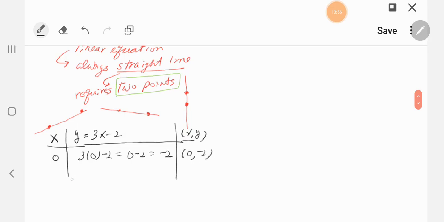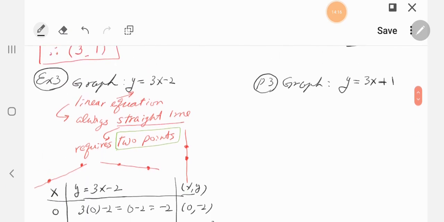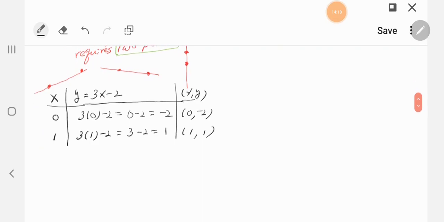Okay, let's find another one. How about if x equals 1? Then 3 times 1 minus 2 is 3 minus 2, which is equal to 1. So when x equals 1, y equals 1. So we have 2 points, so why don't we plot these points?